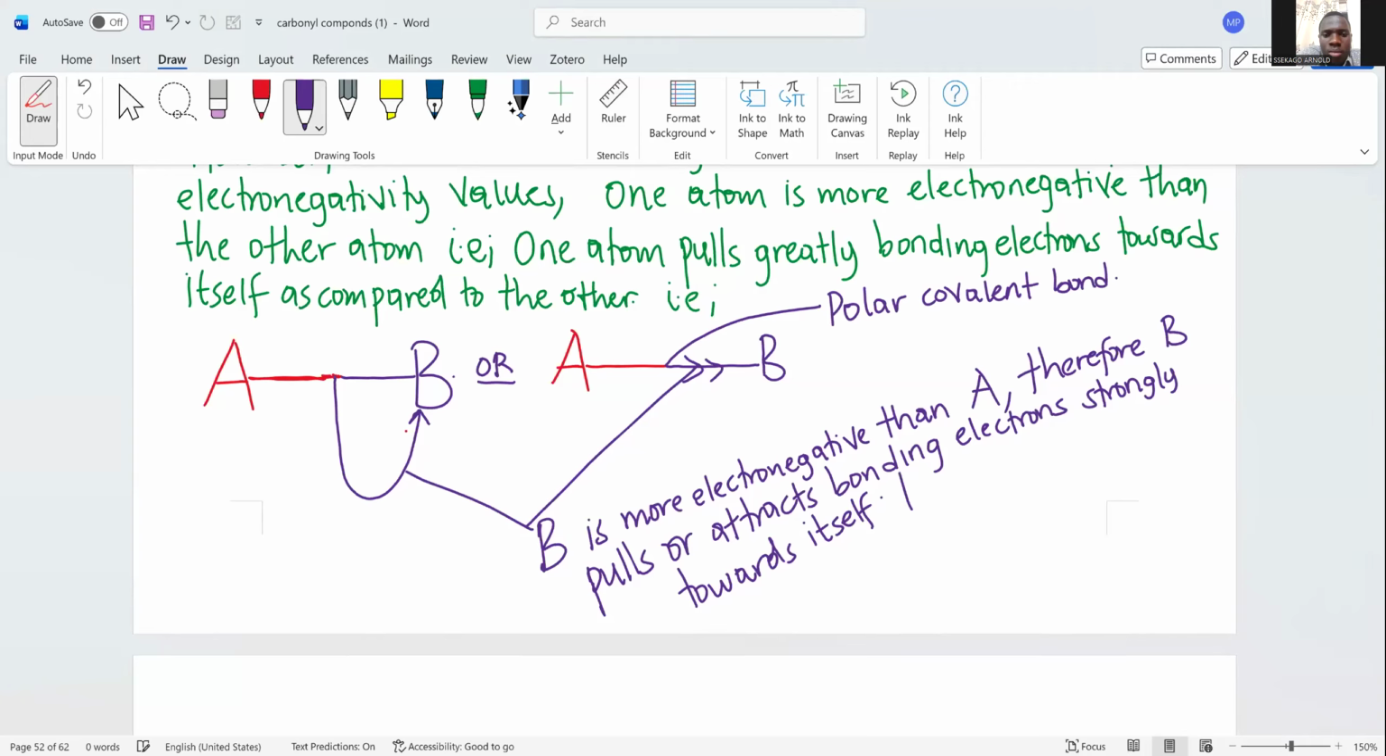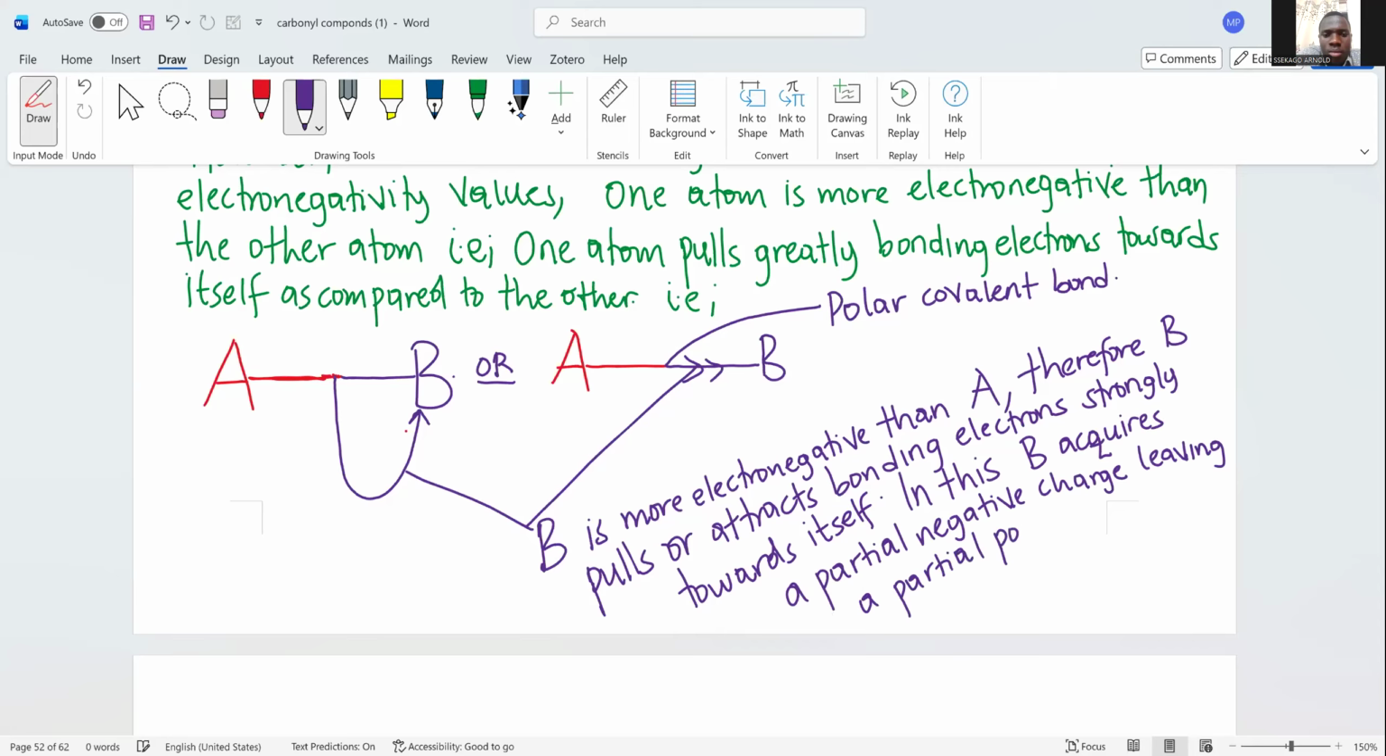Also, kindly put these words: in this case, B acquires a partial negative charge, leaving a partial positive charge on A. This is how we represent a partial negative charge, and this is a partial positive charge.